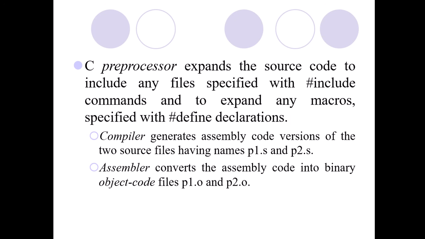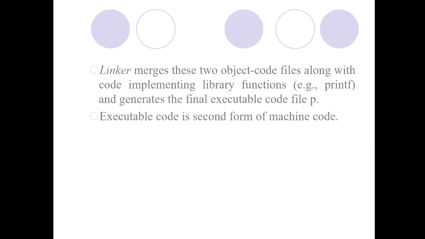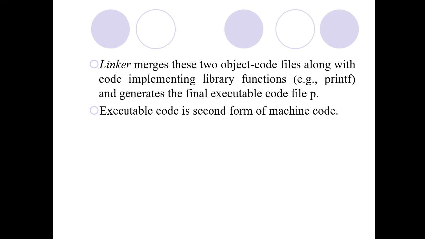Now the compiler generates assembly code versions of the source files with names p1.s and p2.s. Then the assembler in the same way converts the assembly code into binary object files p1.o and p2.o, and the linker merges the two object files with code implementing library functions such as printf, and generates the executable code file p. That is the second form of machine code.